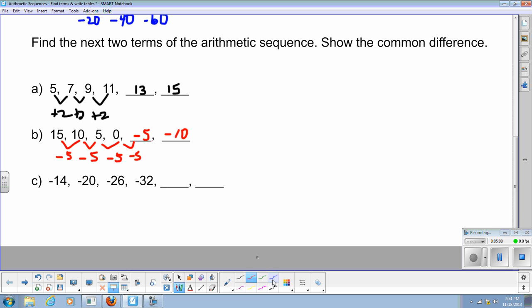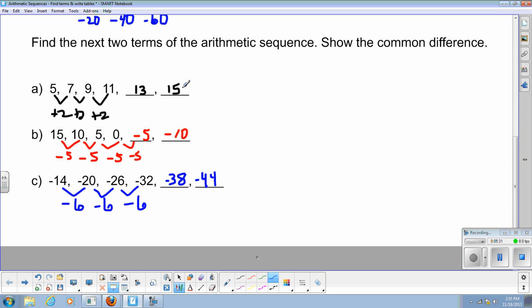Now I have negative numbers. Negative 14 to negative 20. That is going down, so that makes it a minus 6. Negative 20 to negative 26 is also minus 6. Negative 26 to negative 32, minus 6. Negative 32 minus 6, negative 38. Negative 38 minus 6, negative 44. Pretty simple, I think, huh?